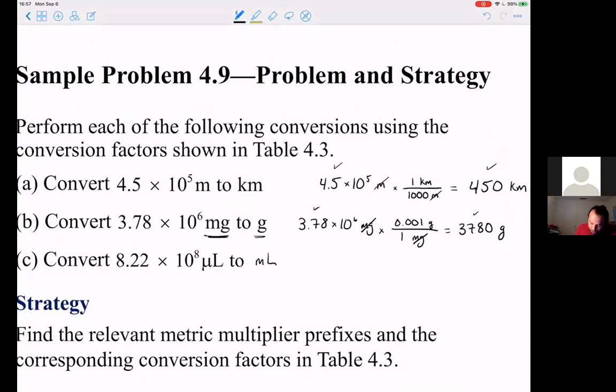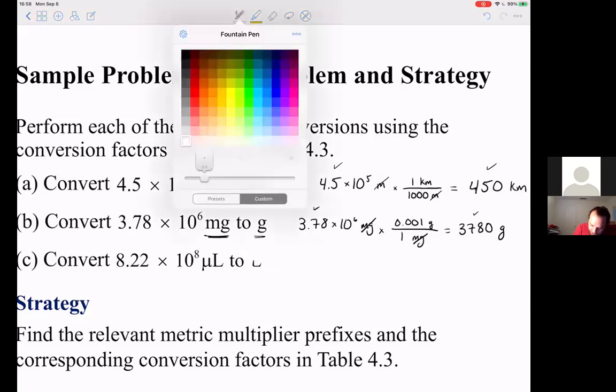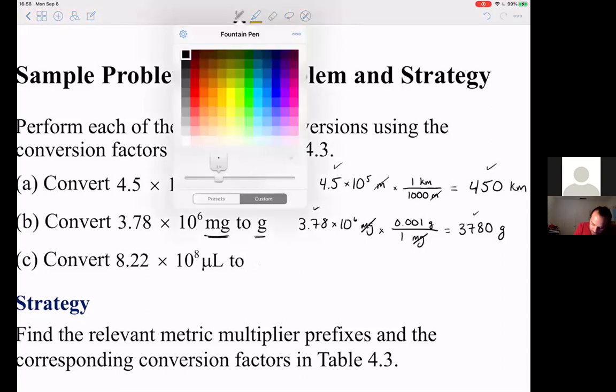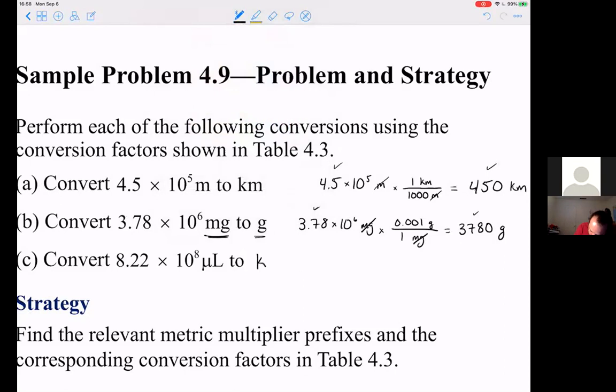All right, now we are going to go from microliters to milliliters. So again, I'm going to start with my 8.22 times 10 to the 8. Oh, okay. That's actually going to be a really tiny number. Let's instead do from microliters to kiloliters. Okay, I'm going to have 8.22 times 10 to the 8 microliters.